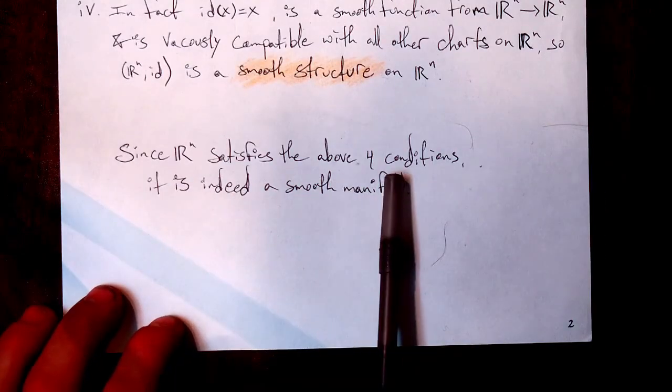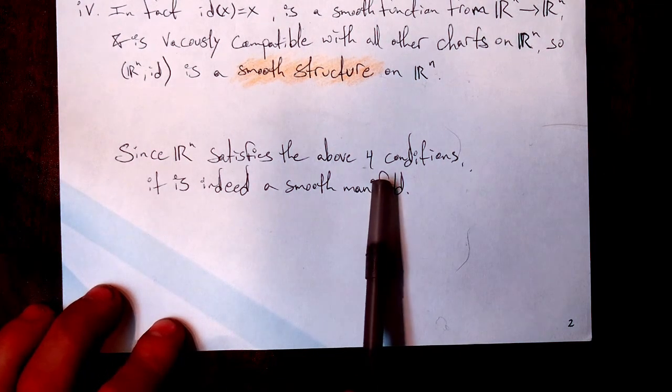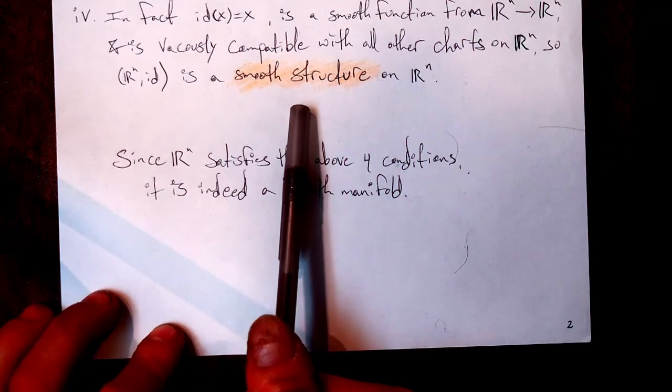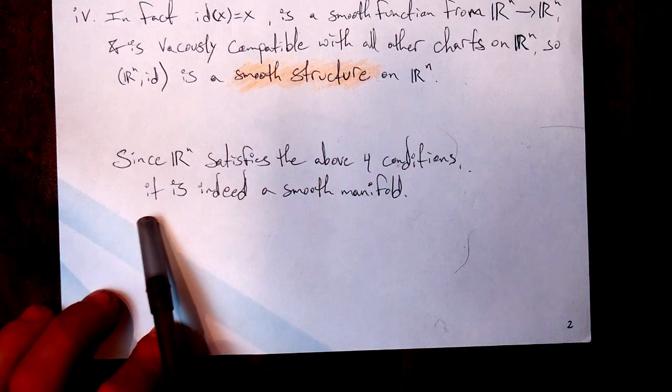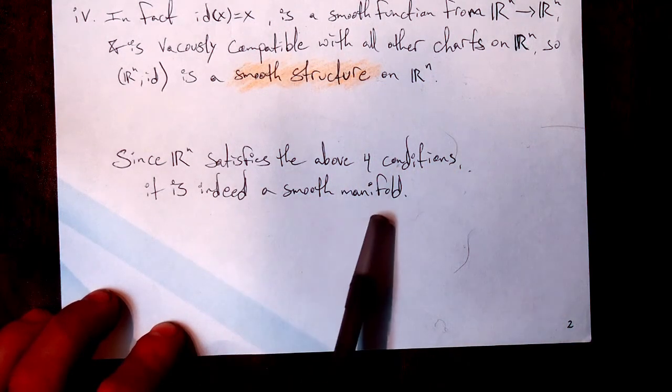Since Rn satisfies the above four conditions, the 3 to make it a topological manifold, and this fourth one to upgrade it to a smooth manifold, then we see that it is indeed a smooth manifold.